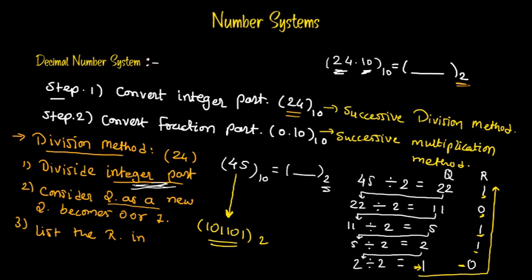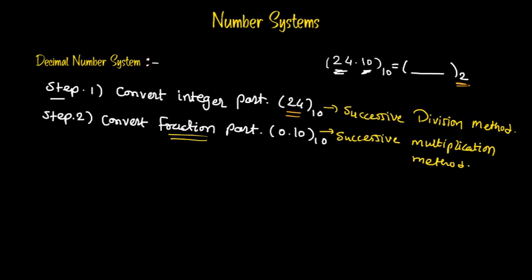So this is the process to convert the integer part of a decimal number into the binary number system. Okay, the next part is the fraction: how to convert the fraction part into the binary number system. Step 2: to convert a fraction part into the binary number or desired base number system.